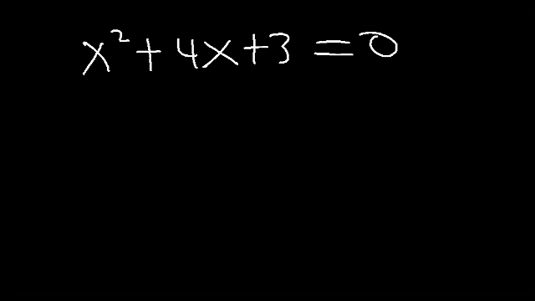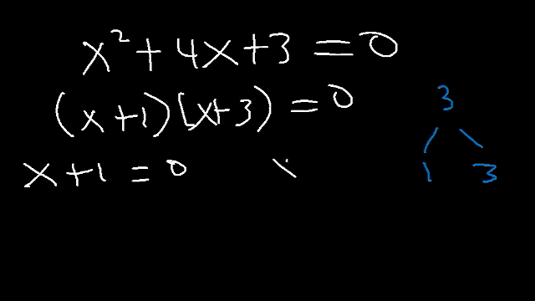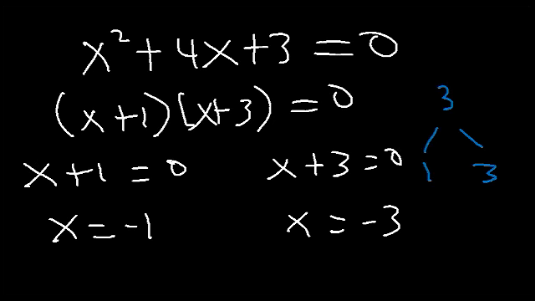Now for the example that we had in the beginning, notice that this is a trinomial that we can factor. What are two numbers that multiply to 3 but add to 4? This includes 1 and 3. 1 times 3 multiplies to 3 but adds to 4. So you can write it as x plus 1 times x plus 3, and you could set each factor equal to 0. Therefore x is equal to negative 1 and x is equal to negative 3.